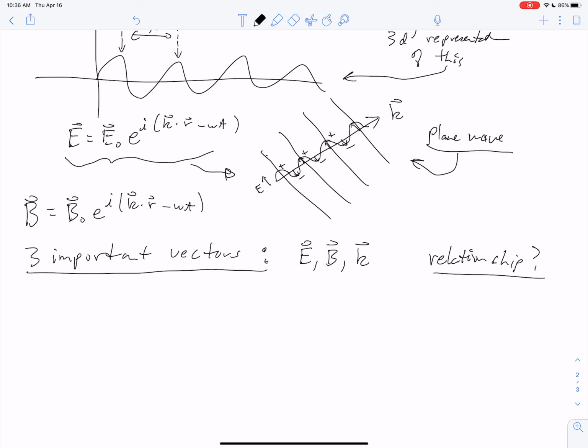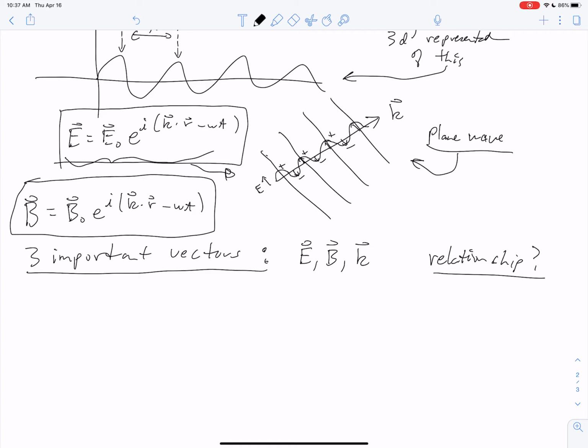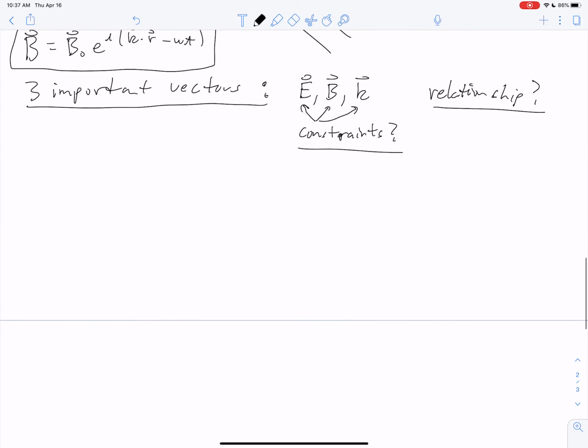We know that we can have a plane wave in the electric field, and we know that we can have a plane wave in the magnetic field, and we know that because they are solutions of the wave equation. But what is the relationship between them? Are there constraints on E and B and K? Are they related to each other in funny ways? Well, let's answer that question.